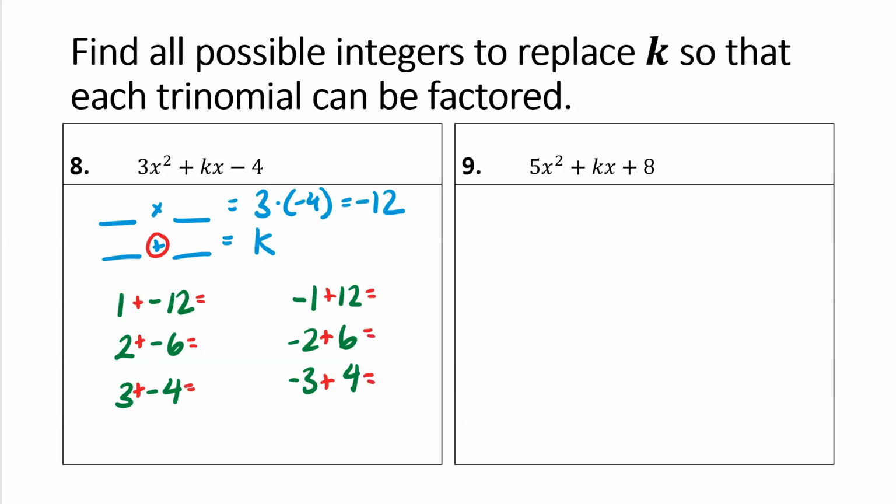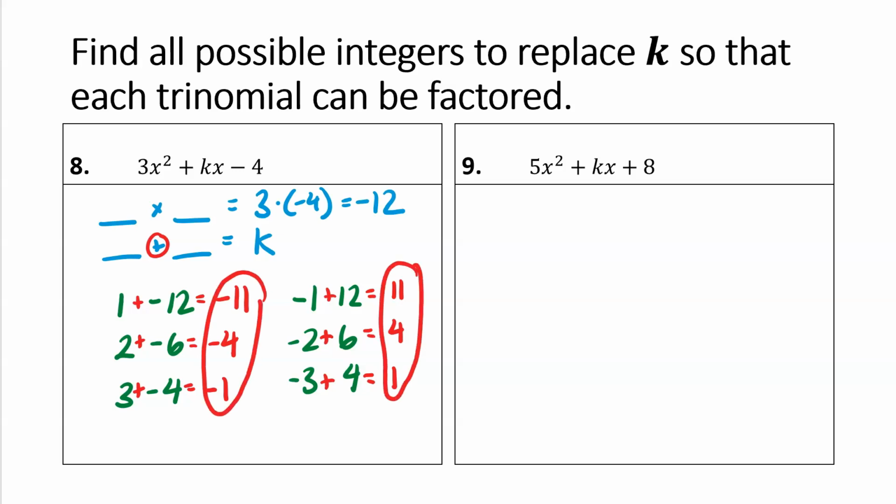So 1 plus a -12 is a -11. 2 plus a -6 is a -4. 3 plus a -4 is a -1. -1 plus 12 is a +11. -2 plus 6 is a +4. -3 plus 4 is a +1. So all these integers in red are the possibilities that k can be for that trinomial to be factorable. And it's the same process for example 9 there.